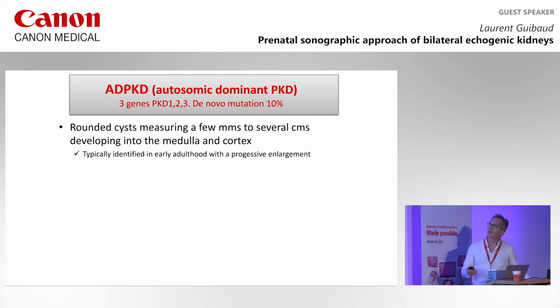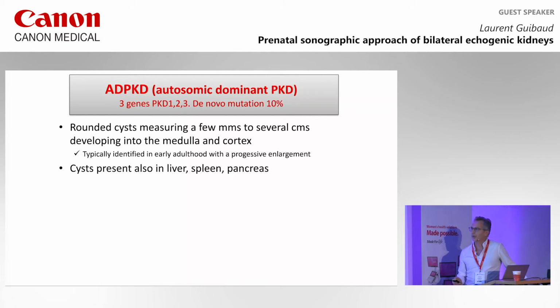So let's move to the ADPKD. You know that it's more frequent. There are 3 genes, with de novo mutation in 10%. That means if you look at the kidneys of the parents, you will find cysts in 90% of the cases. The cysts may be small or large, developed in the medulla and the cortex, and they are typically identified in early adulthood with a progressive enlargement.